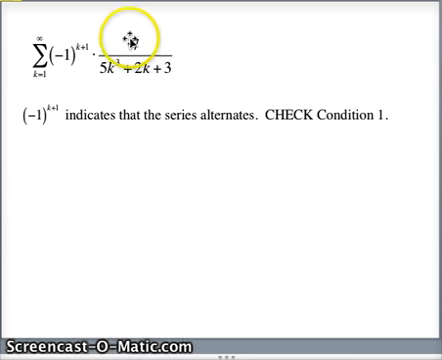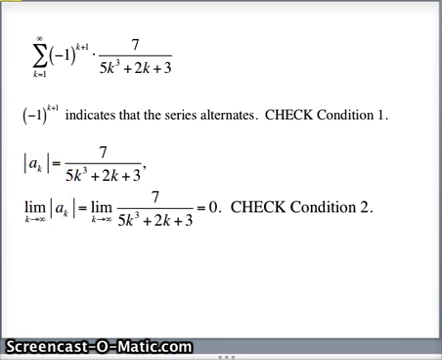Condition 2, take its absolute values. Is the limit 0? Well, the absolute value of this removes the sign flasher. It's just 7 over 5k cubed plus 2k plus 3. Now what's the limit as k goes to infinity of that? The limit as k goes to infinity of 7 over 5k cubed plus 2k plus 3? That's 0. Condition 2 is checked.